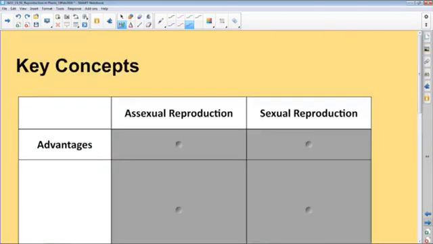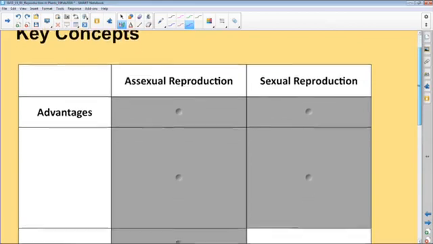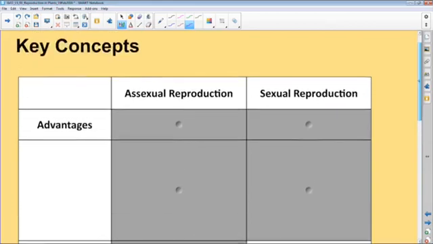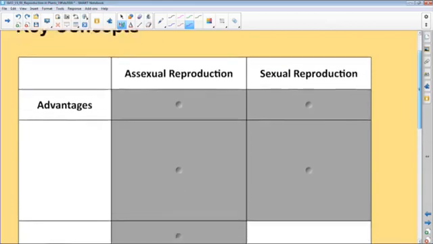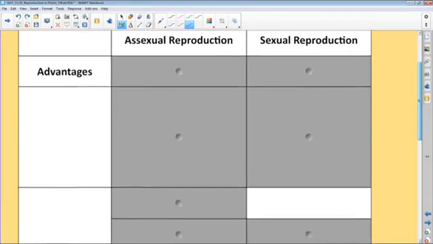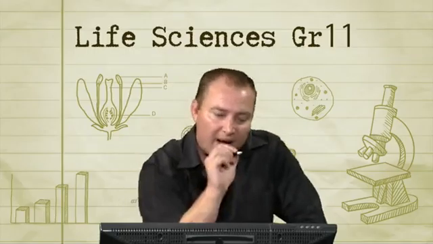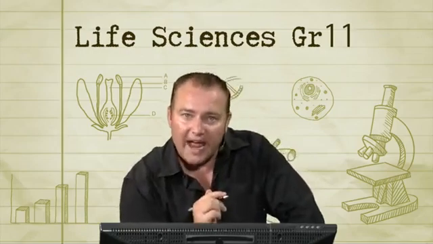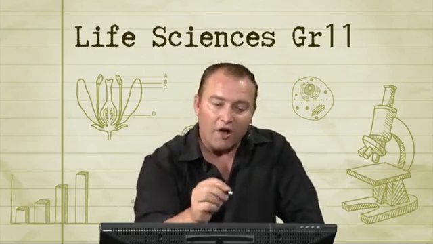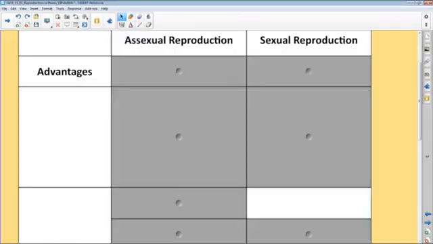Okay, now, this one I've put here. I want to show you the key things, the advantages and the disadvantages of sexual reproduction. I'm going to start off with the advantages of asexual and the advantages of sexual. The first one I want to have a look at.